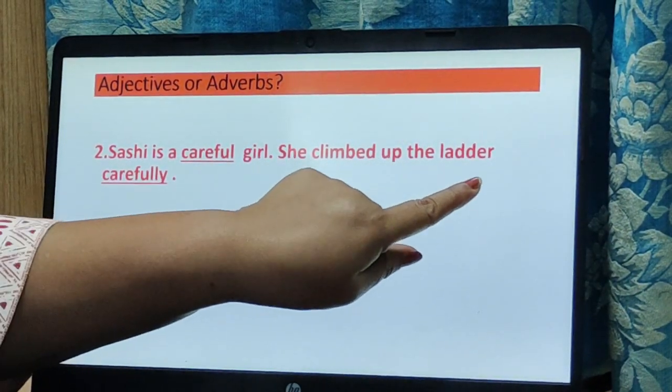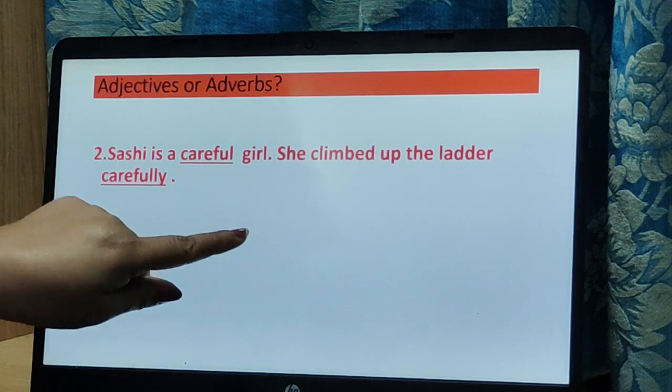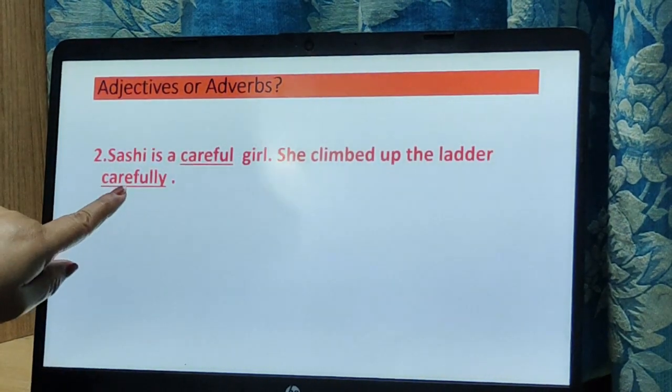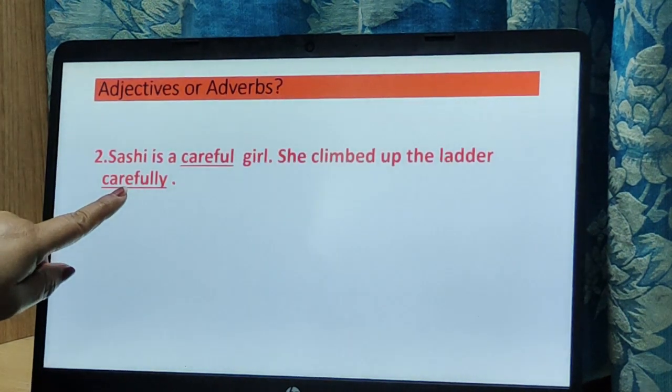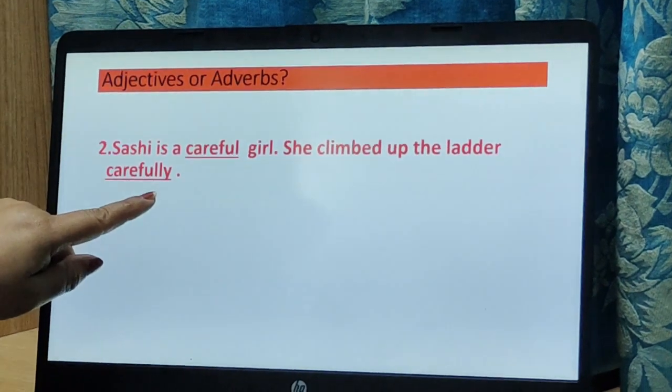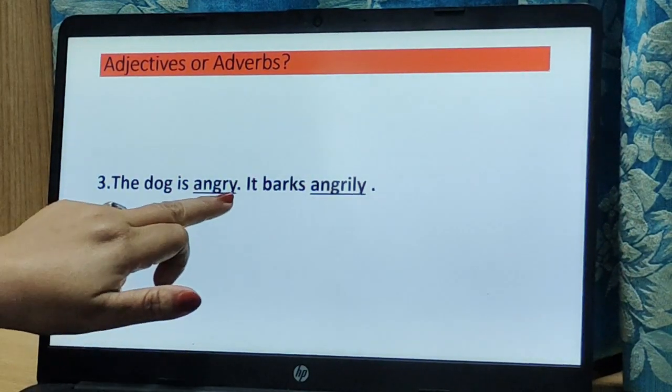She climbed up the ladder carefully. How did she climb? Climb is a verb. How did she climb? Carefully. It's an adverb. And furthermore, it is ending in ly. This is an adverb.